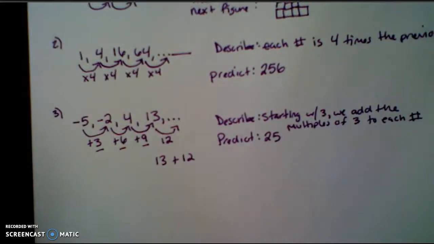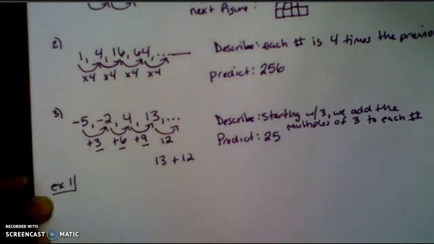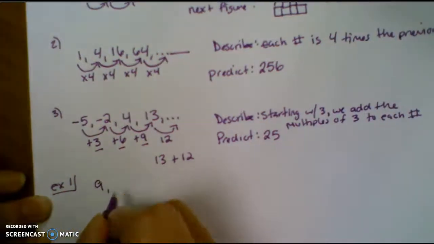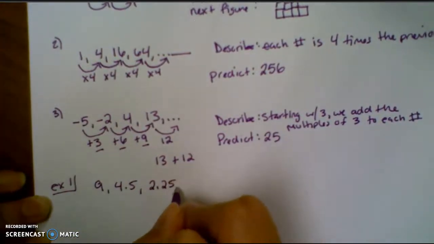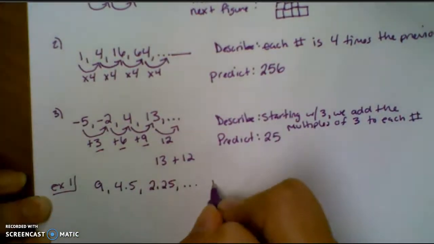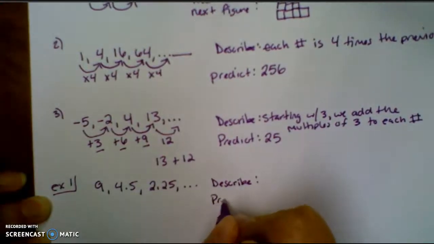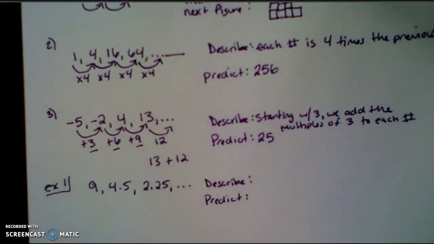Okay, so there's examples of describing a pattern. Now what I want you to do is pause the video after you write down this next one, and I want you to try one on your own. So let's get that example down, and this is the one that you're going to try on your own. So we have 9, 4.5, 2.25, and it'll continue. And I want you to describe it and predict the next term, just like we have been doing. So go ahead and pause and complete that.